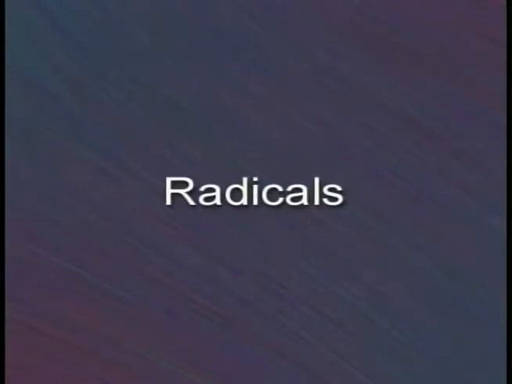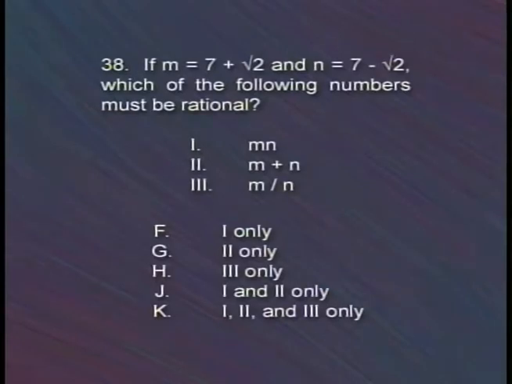Problem 38. If m equals 7 plus the square root of 2, and n equals 7 minus the square root of 2, which of the following numbers must be rational? 1, m times n; 2, m plus n; 3, m divided by n. A rational number can be expressed as the ratio of two integers. An irrational number, like the square root of 2, cannot be expressed as such a ratio.